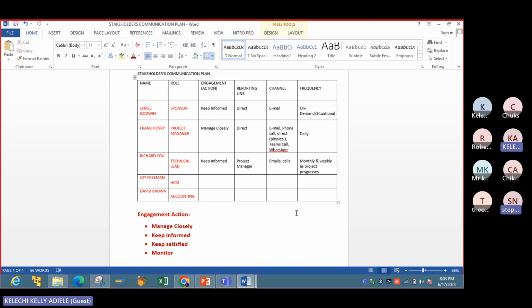Is it like, Kelechi, that technical lead? Do you mean like the ABAP person or something? Yeah, the programmers. That's ABAP. Okay. Yes. So, Theodora, you were saying something.